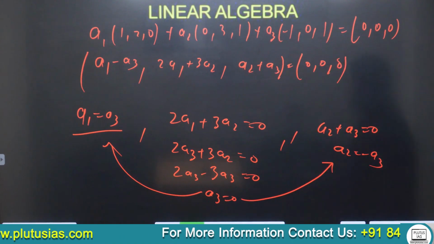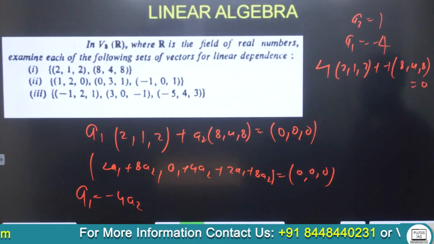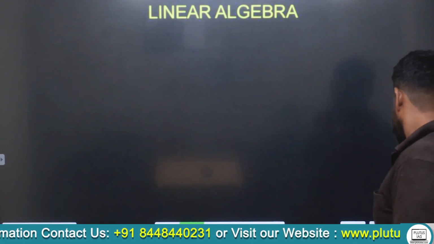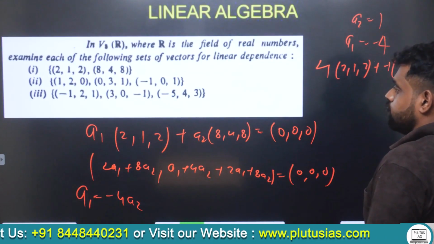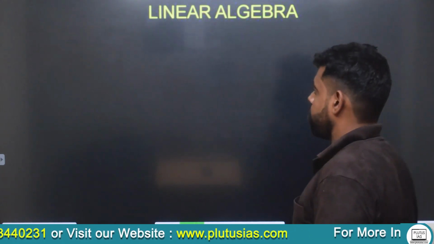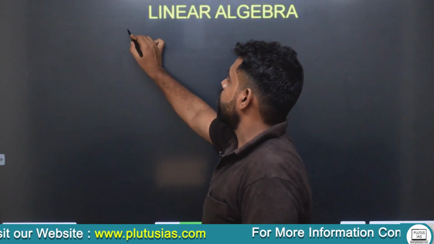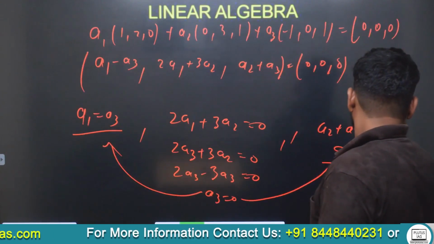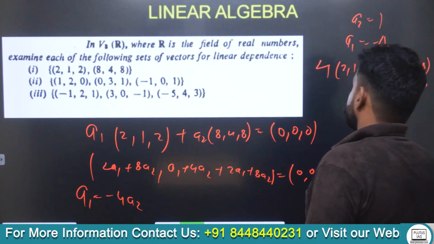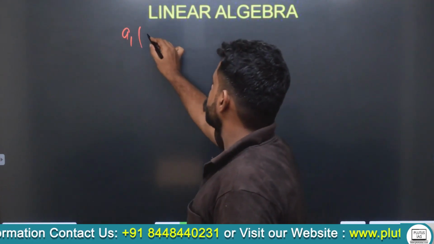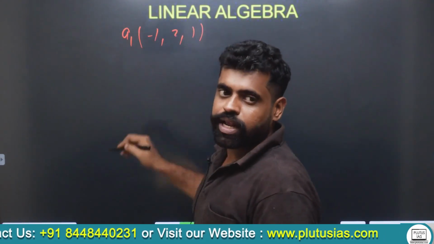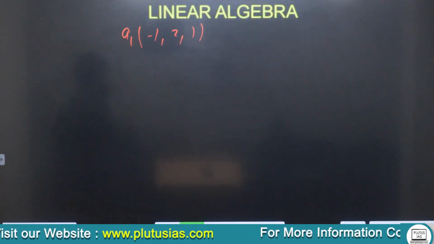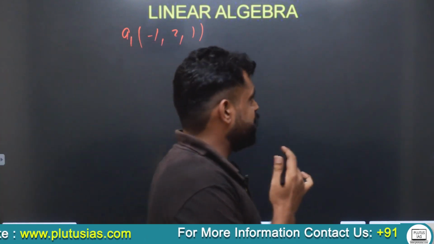The third one is not working out? Tell me what it is. A1 times the first vector, (-1, 2, 1). Tell me the third. Brother, this question comes; if you are thinking that this is easy, then this comes in your examination: linearly independent or dependent.